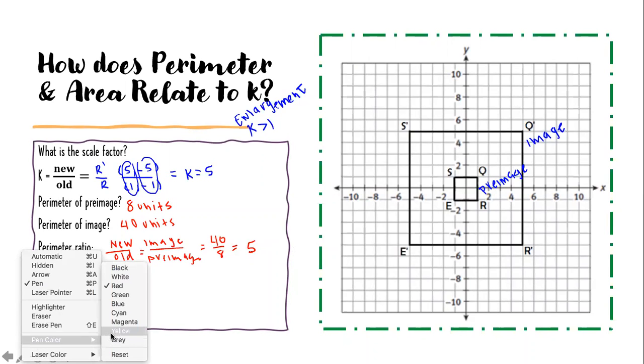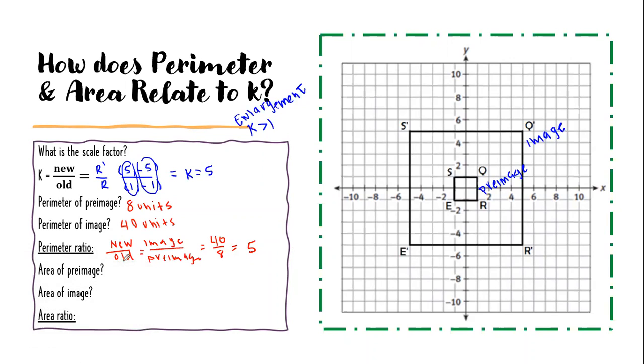So let's look now at the area. I'm going to use green, but if you can't see it, let me know. To find area is length times width. So for the pre-image, 2 times 2 would give me 4. So this is 4. And 10 times 10, 100.